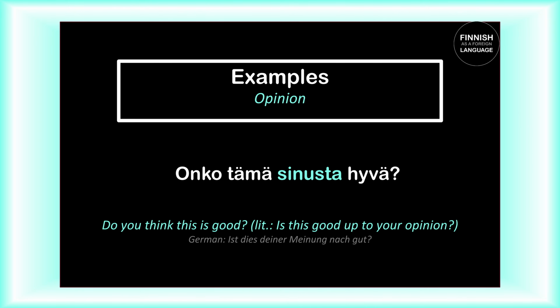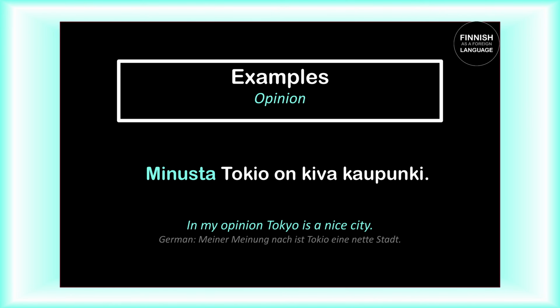Let's take another example. Minusta Tokyo on kiva kaupunki. Means, in my opinion, Tokyo is a nice city. So minusta here means in my opinion. It's the elative case of minä. On means is, kiva means nice, and kaupunki means city. So let's repeat. Minusta Tokyo on kiva kaupunki. In my opinion, Tokyo is a nice city.